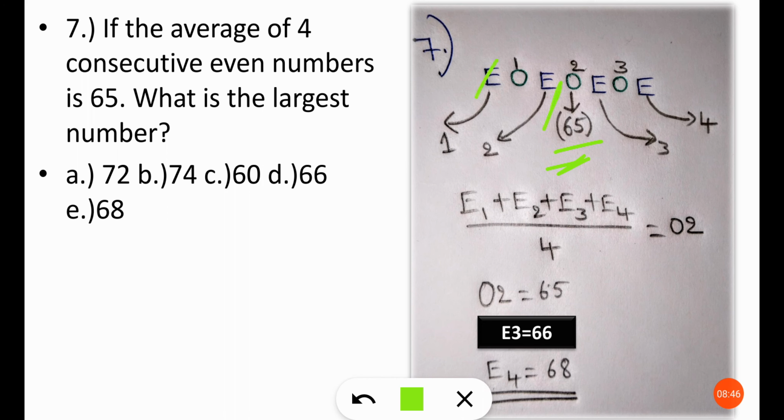And after it, 66 and 68. Among these 62, 64, 66, 68, which is the largest one? 68 is the largest one. E4 is 68. Option E is the right answer.